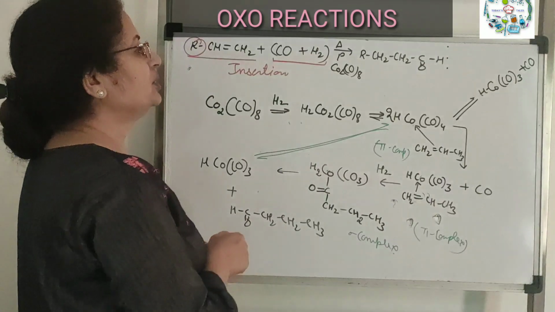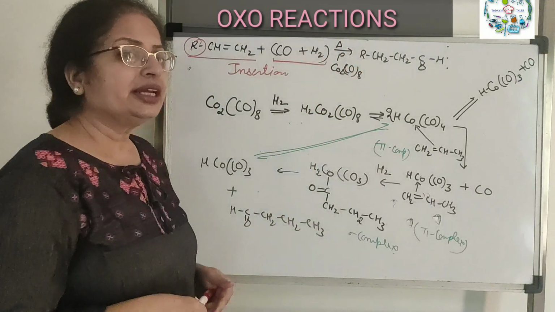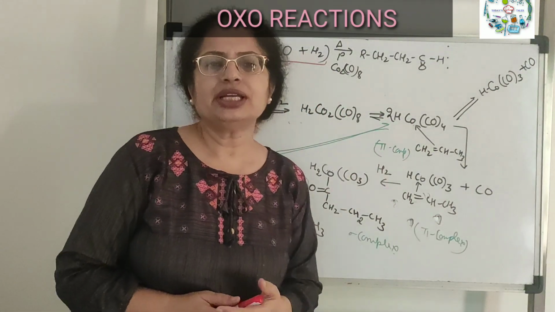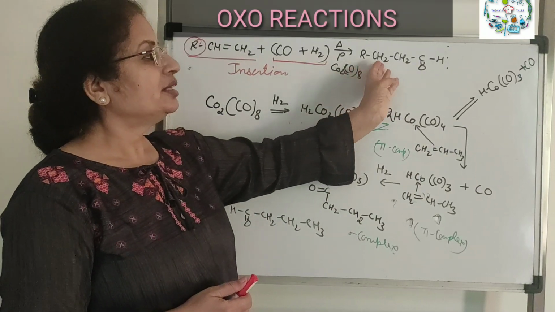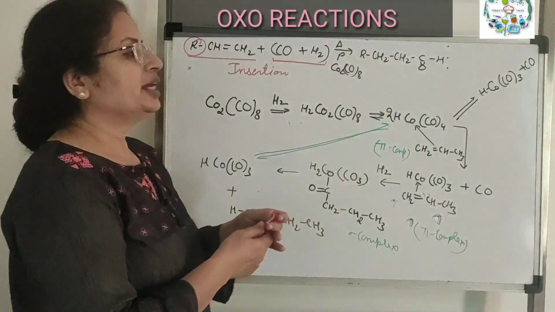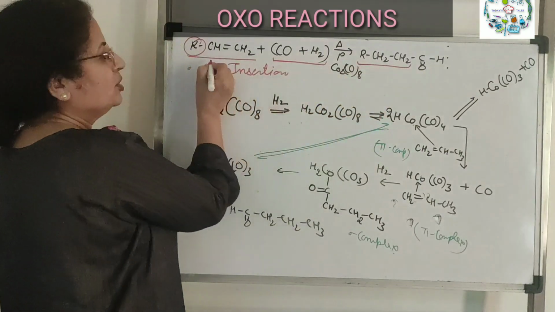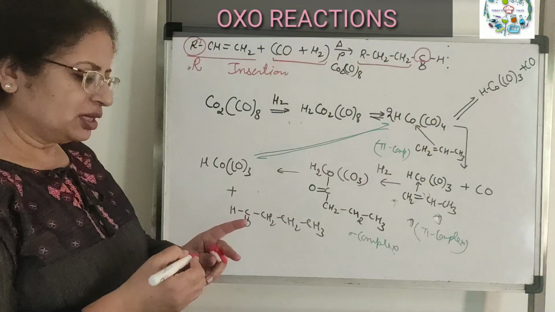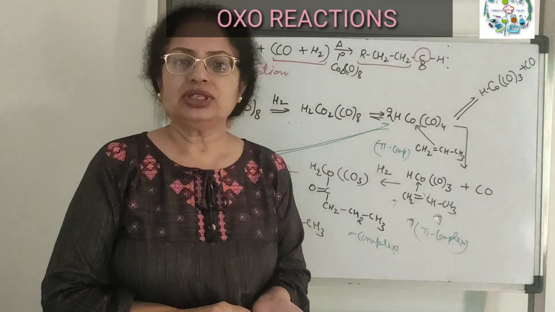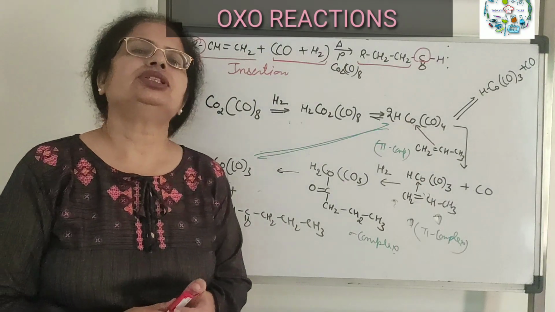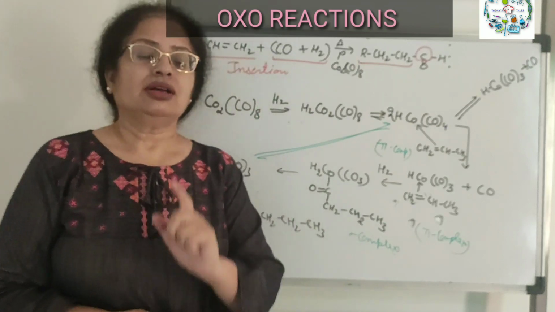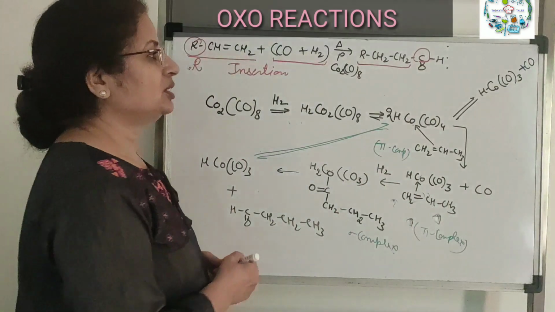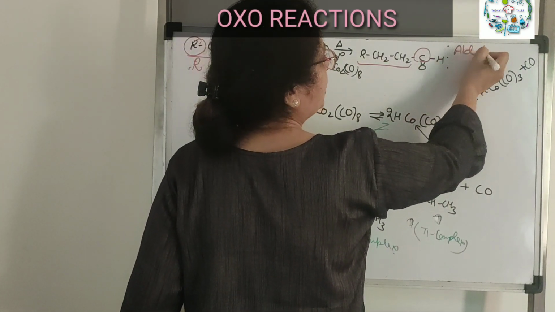For this reaction, we take high temperature, high pressure, and catalyst what? Dicobalt octacarbonyl or octacarbonyl dicobalt, and we get RCH2CH2CHO. That many carbon we were having in our reactant also, but we are getting one more carbon in the product. So by this reaction we can increase the number of carbon atoms in the main chain, and this is the method of preparation of aldehydes, because with this reaction we can synthesize aldehydes.